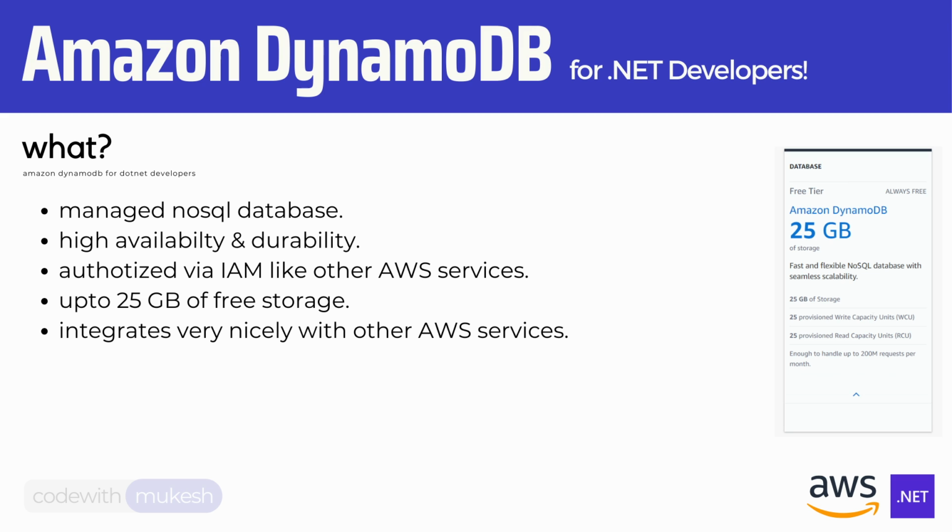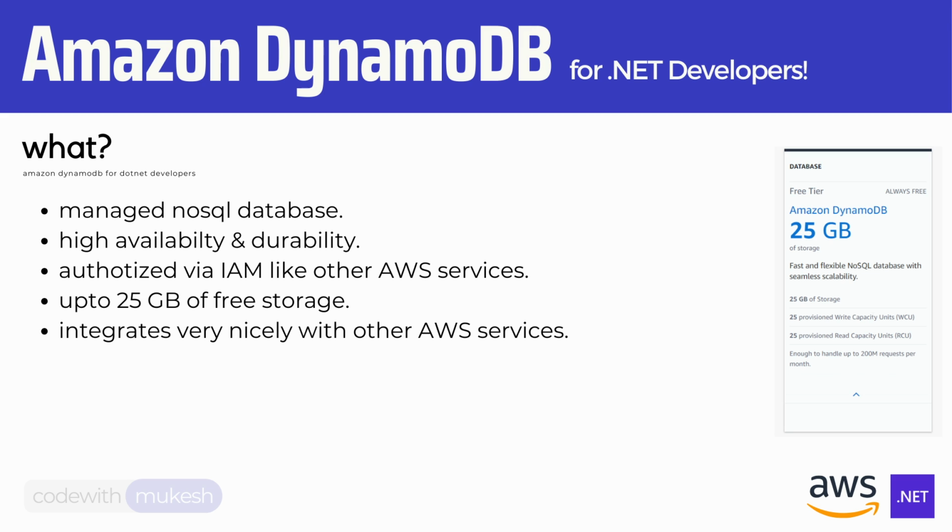And how would you authorize yourself to use this AWS service? It's pretty easy. It's going to be the same as you would do for any other AWS service. We'll be using IAM policy for this within our .NET application, which we will see in a later section of this video. Now, DynamoDB is a key value based database, which is a pretty popular variation of NoSQL databases.